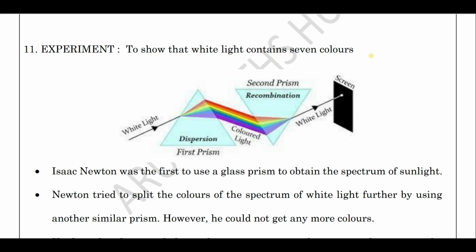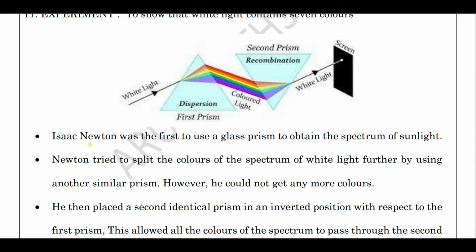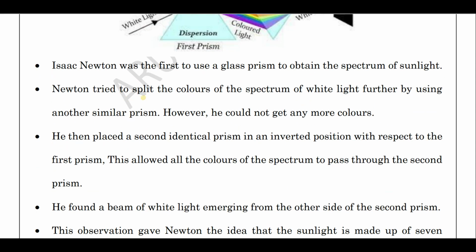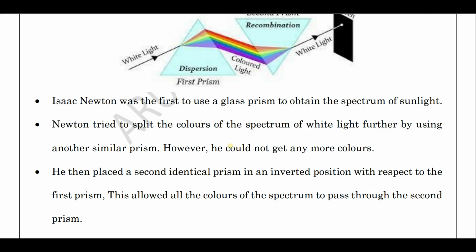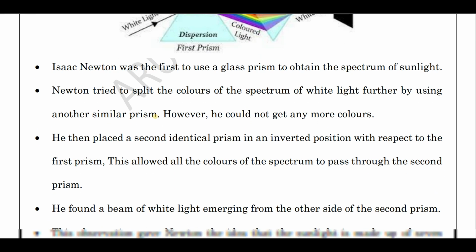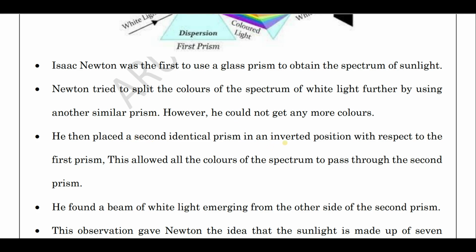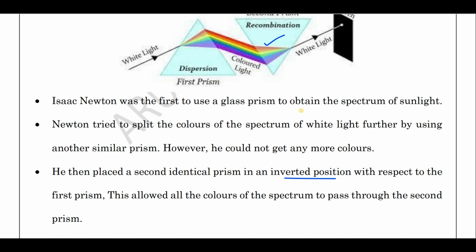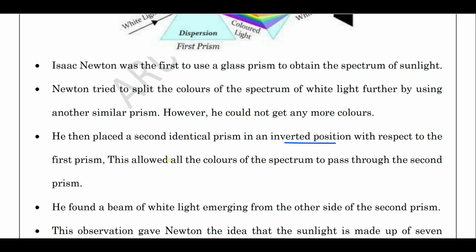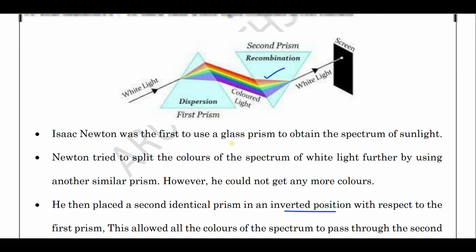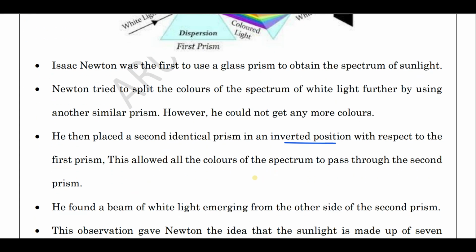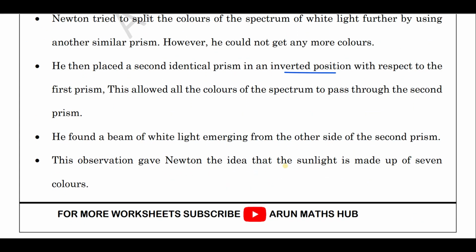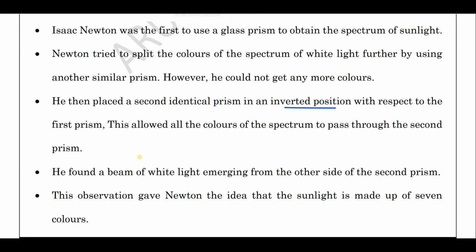White light contains 7 colors. Sir Isaac Newton was the first to use a glass prism to obtain the spectrum of light. Newton tried to split the spectrum of white light further by using another similar prism. However, he could not get more colors. Then he placed a second identical prism in an inverted position with respect to the first prism. This allowed all the colors of the spectrum to pass through the second prism. He found a beam of white light emerging from this second prism. This shows that sunlight is made up of only 7 colors.